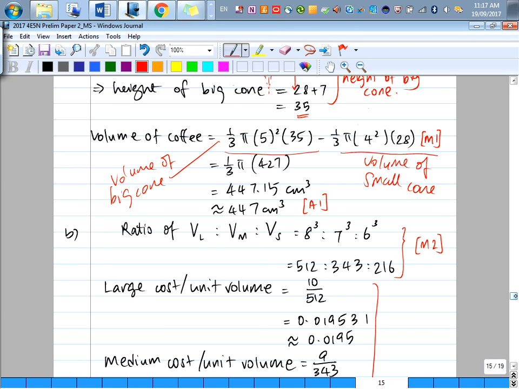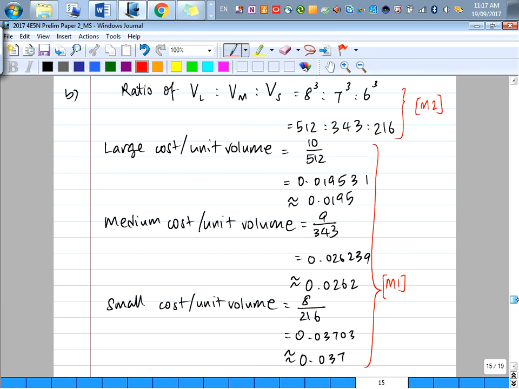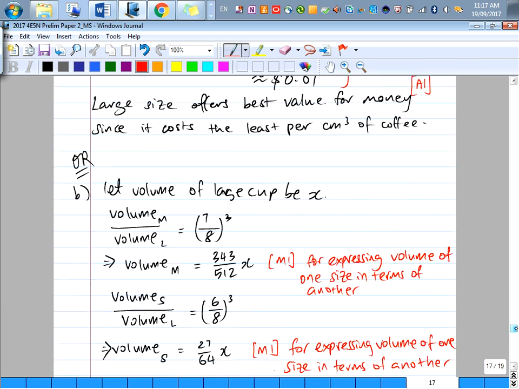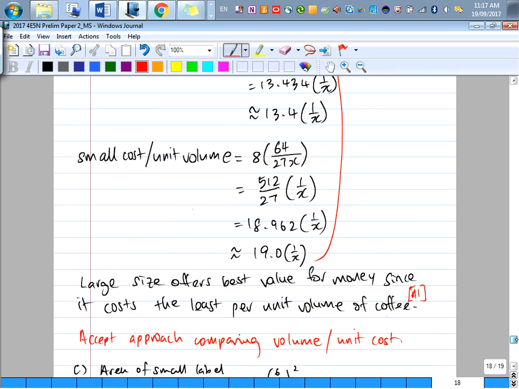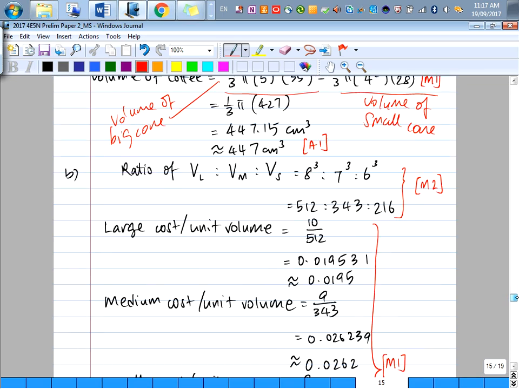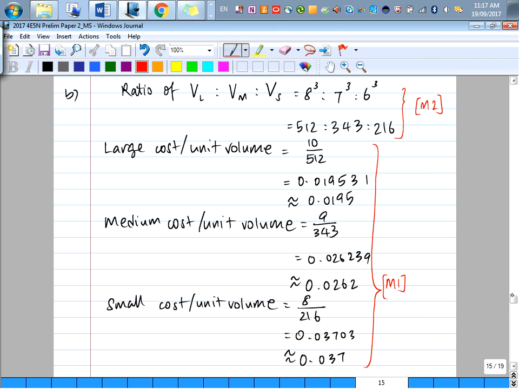So the easiest way to do it, okay, there are many ways of doing it. First, as long as you show me that the ratio of the volumes is 512 to 343 to 216, you get 2 marks. Ratio of volume. So 2 lines, you get 2 marks.